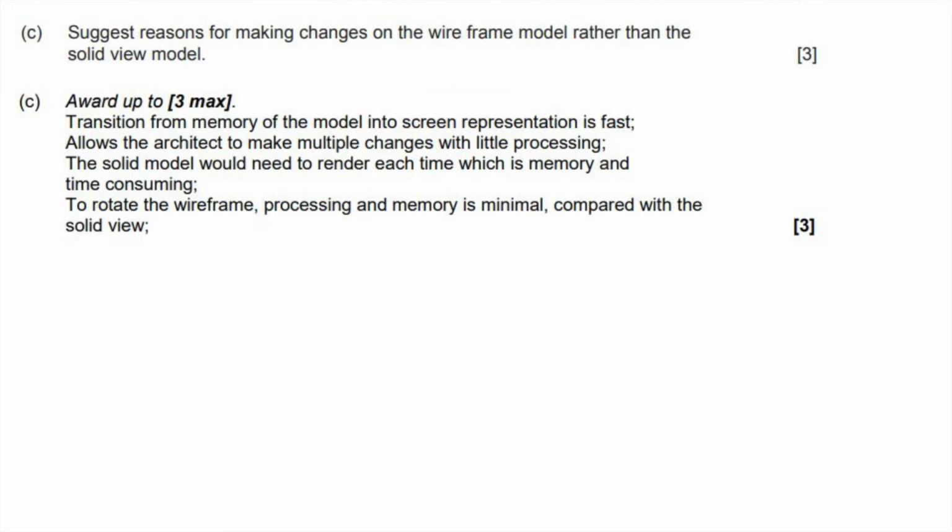Next question suggests reasons for making changes in the wireframe model rather than the solid view model. We already went through this, but I think it's not bad to go through it again. The transition from memory of the model into screen representation is fast. So basically we can take a wireframe model out of memory to the screen and see it on the screen much more quickly. The architect can make multiple changes with less processing than in a solid view model. Because the solid model would need to be rendered each time, which is memory and time consuming. And if we want to rotate or analyze the wireframe to make changes, the processing in memory is minimal and is less than with a solid view. This is basically again comparing a wireframe model with a solid view model.